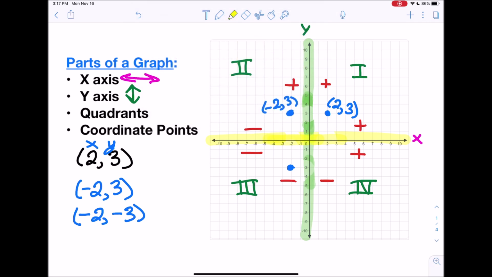All right. And then last but not least is an example from quadrant 4, and this is where your x is positive, but now your y is negative. Okay? Same thing. Positive 2 for x, negative 3 for y. And I follow the lines until I see where they meet. They meet right there, and that's where my point's going to go.